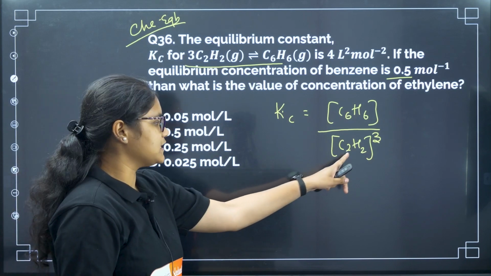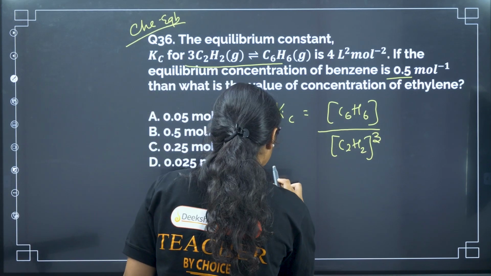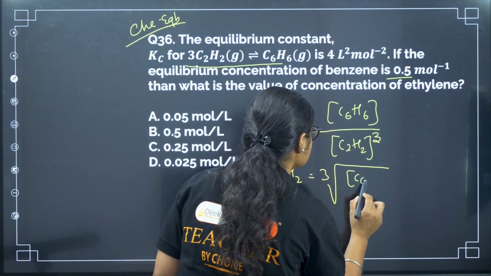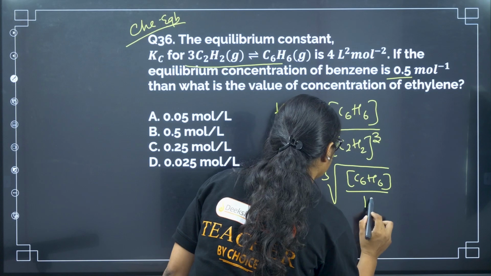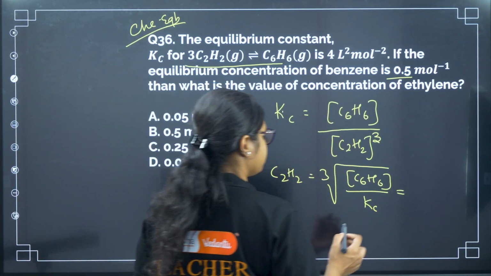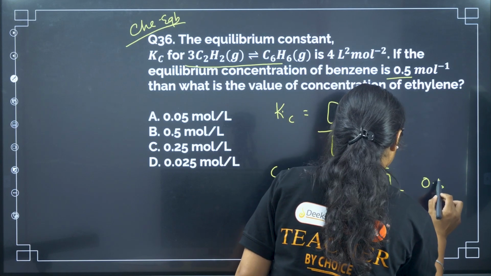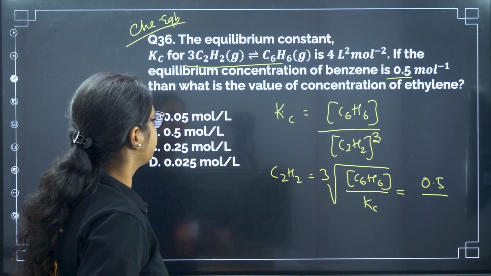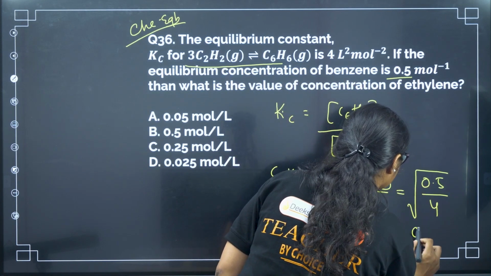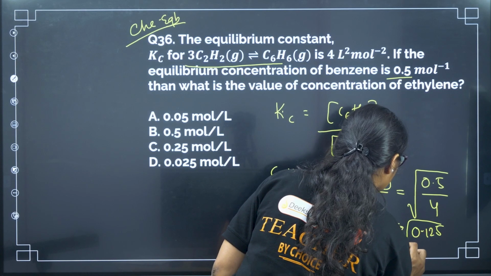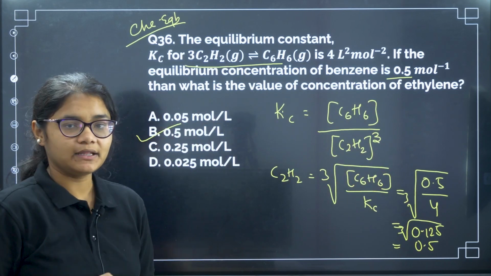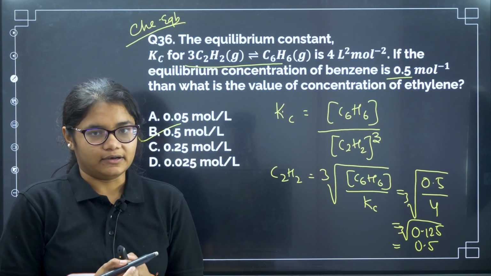Now the question is asked about C2H2 concentration. So I can say C2H2 concentration will be equal to the cube root of C6H6 concentration divided by Kc, right? C6H6 concentration is given as 0.5, and Kc value is given as 4. So this will be the cube root of 0.125, that is 0.5. So the correct answer for this question is option number B, that is 0.5 mole per liter.